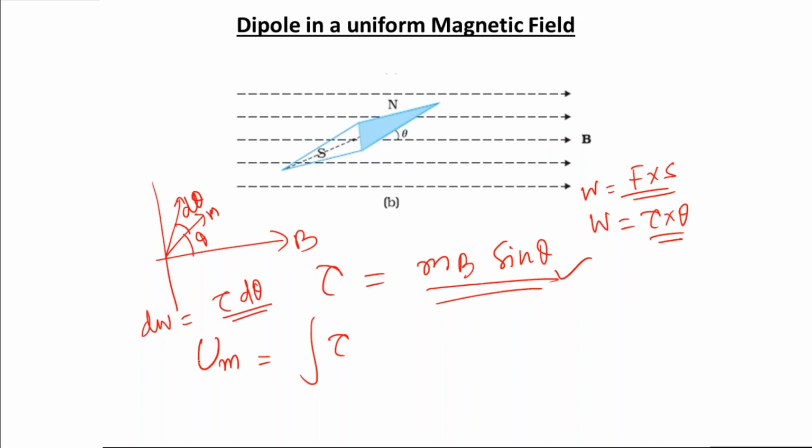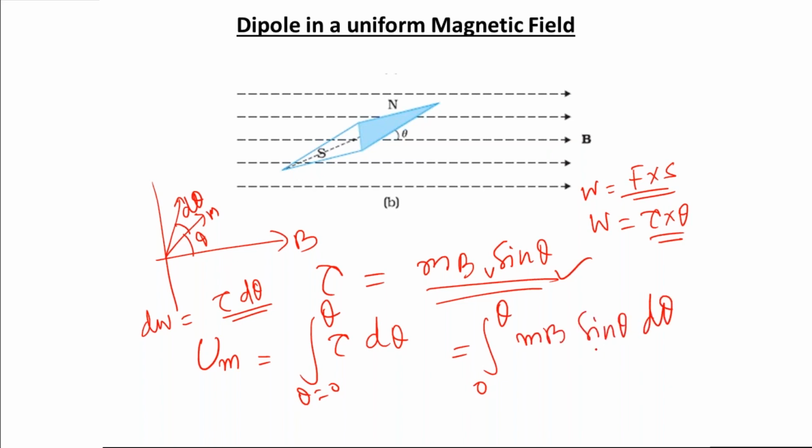So if you want to know the total work done, then we integrate over delta theta. Theta goes from 0 to theta, and the integral is mB sine theta d theta.